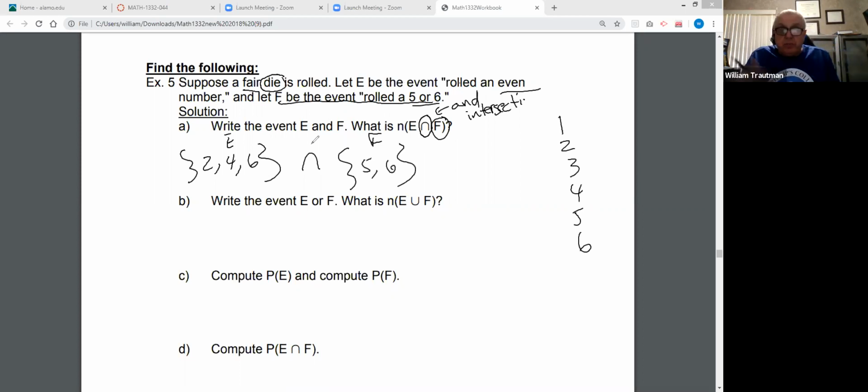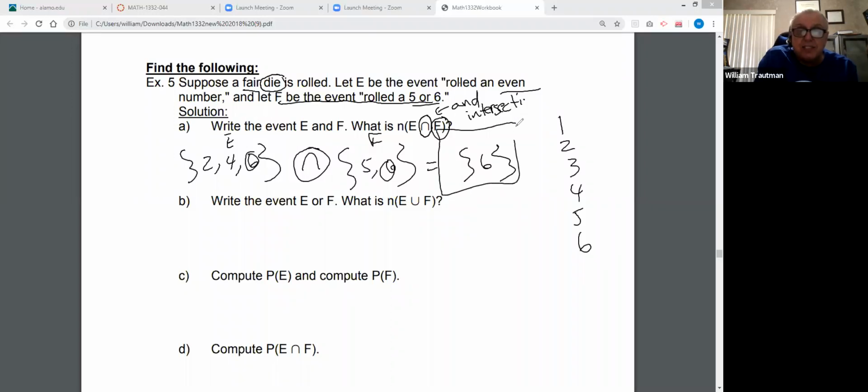And we've already talked about intersections and unions. The intersection is what's in common between these 2 sets. And the only thing in common is the 6. So the answer to this set is just 6. But that's not the question. It says write the event E and F. Well, this is the event E and F. Here's E, here's F, and the word "and" is intersection.